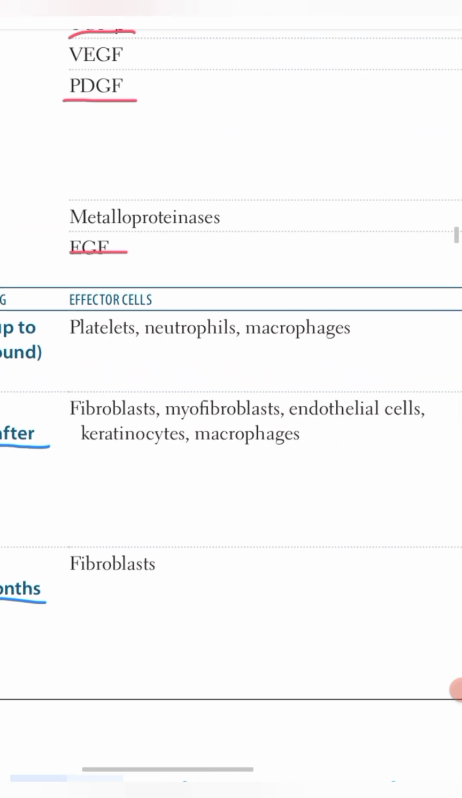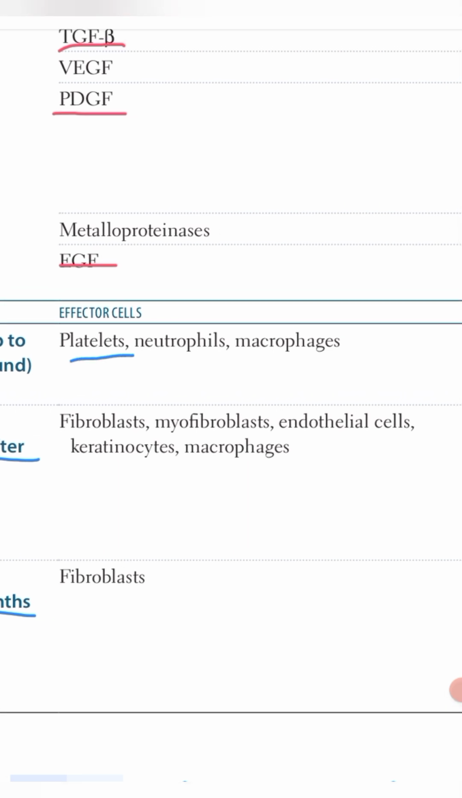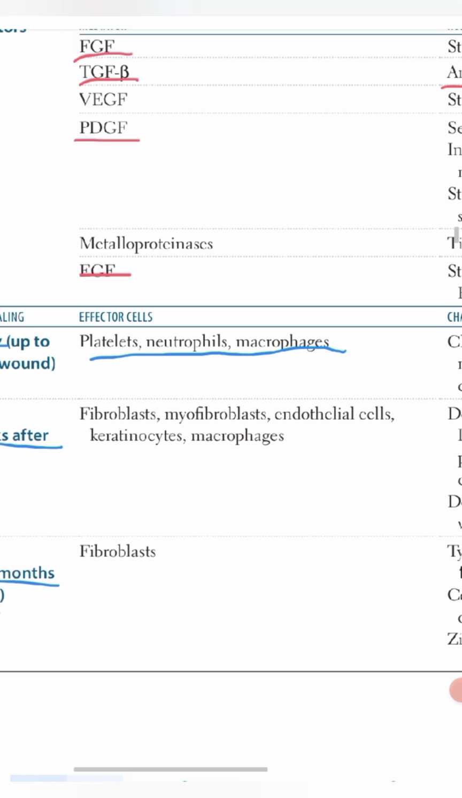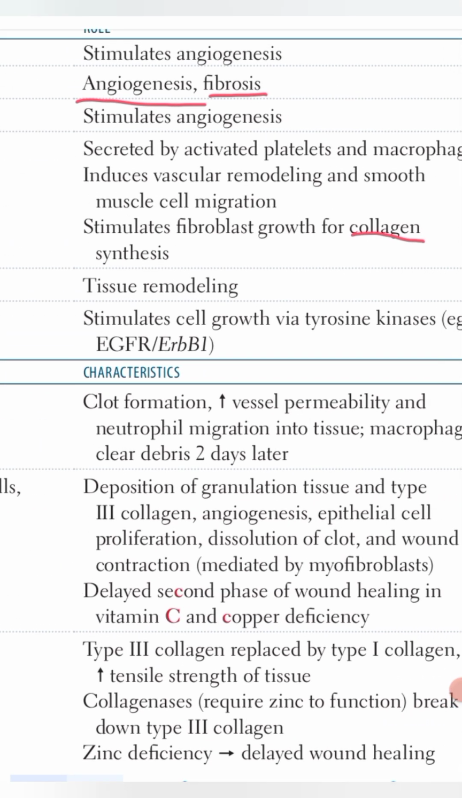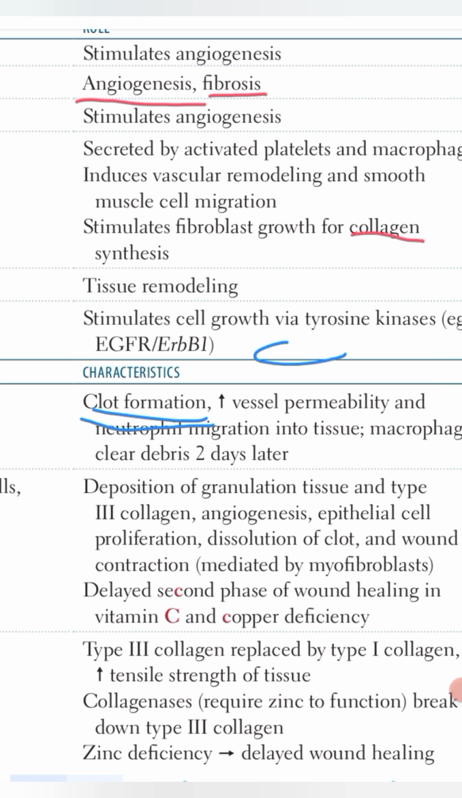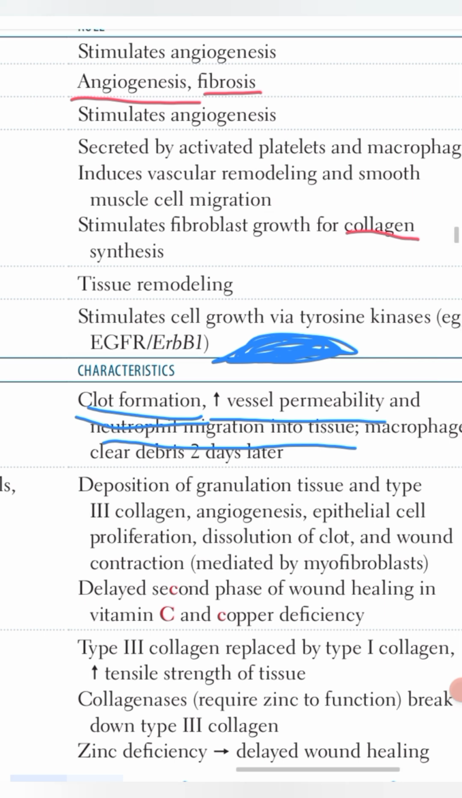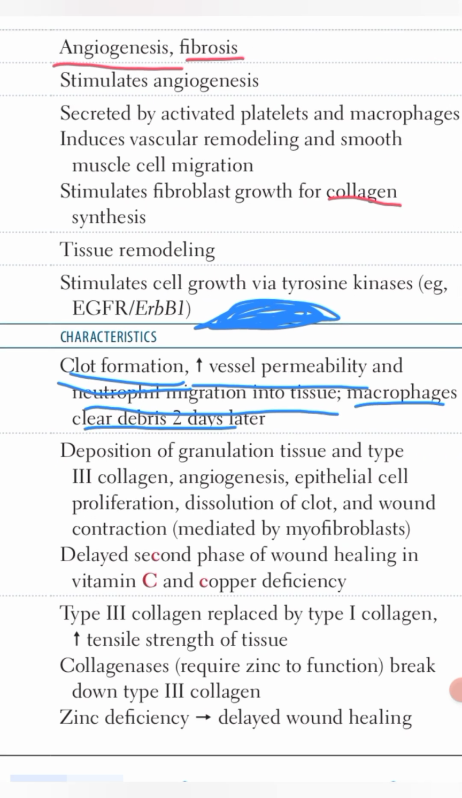First of all, the cells involved are platelets, neutrophils, and macrophages. Whenever there is a wound, any injury, first of all, there will be clot formation with the help of the platelets. Platelets come and aggregate at the site of injury, and they will form a clot. There will be an increase in vessel permeability, and neutrophils will come to the site of injury via the chemotactic factors, and macrophages will clear the debris over the next 2 days.